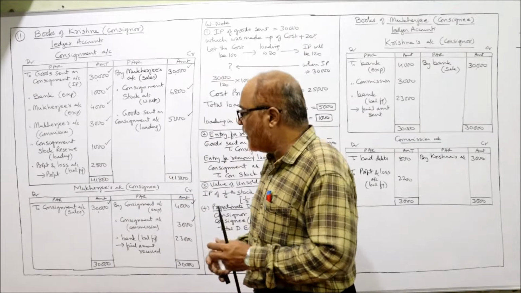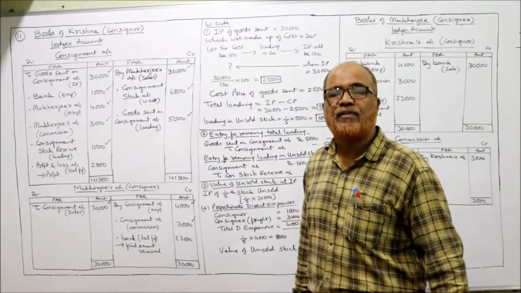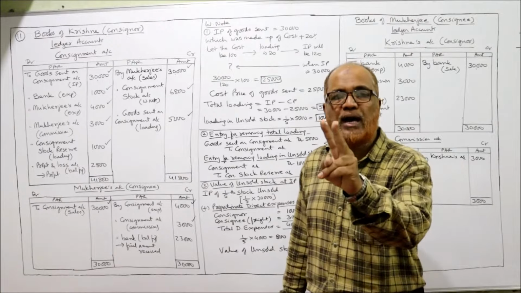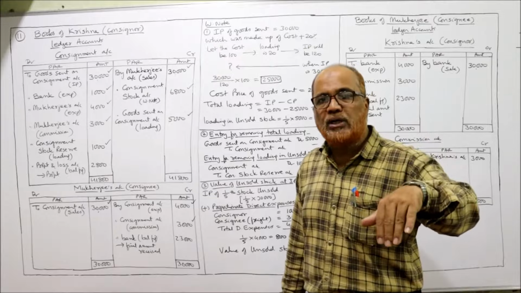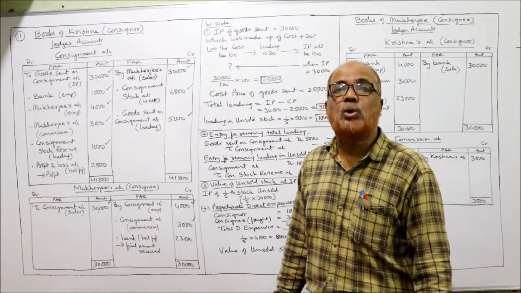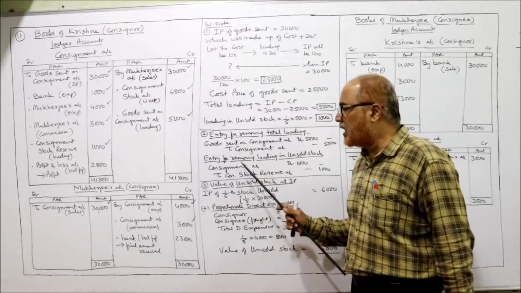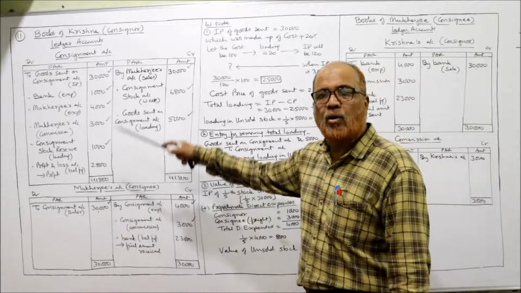That's all. I already explained all these things in the theory video in the beginning. When goods are sent at invoice price, additional adjustment entries will be passed for removing the loading: loading in total goods and loading in unsold stock. This is the entry for loading in total goods and this is the loading for unsold stock. That's it. I have taken all the values.